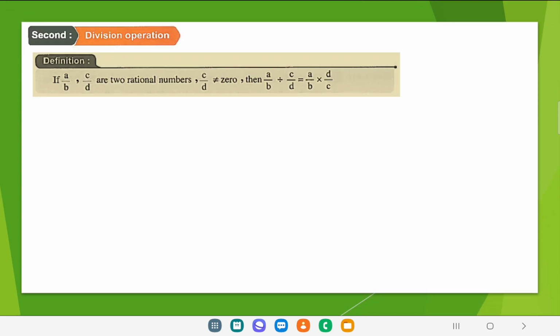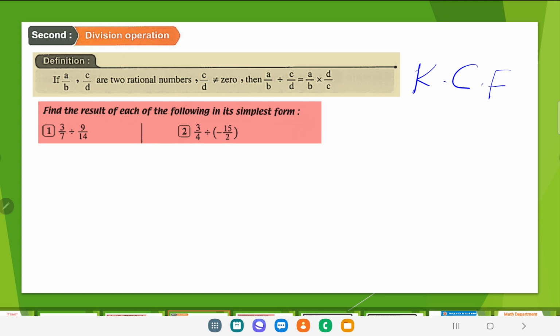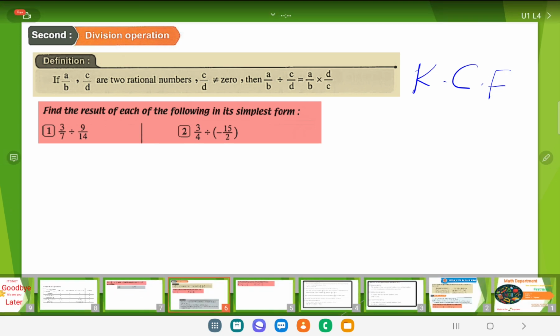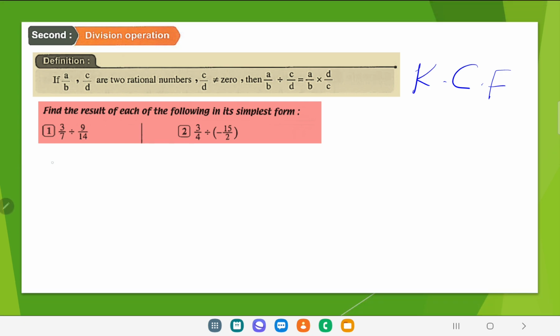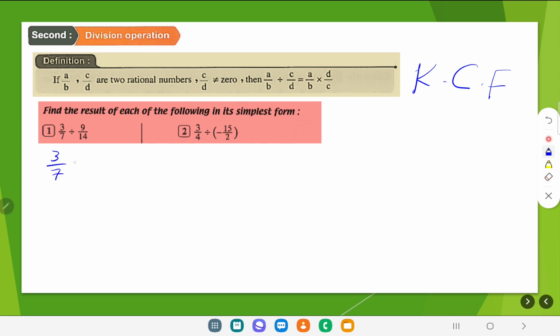Second, the division operation. The division, like in year 6, keep it change flip. A over B, keep the first as it is, change the division into times, flip the other. Okay. Now 3 over 7 dividing by 9 over 14. It will be 3 over 7 times flip 14 over 9.